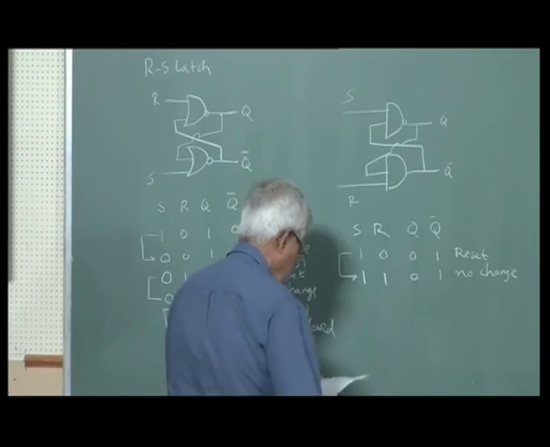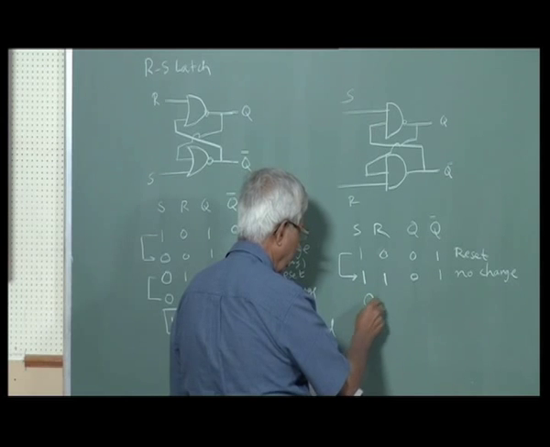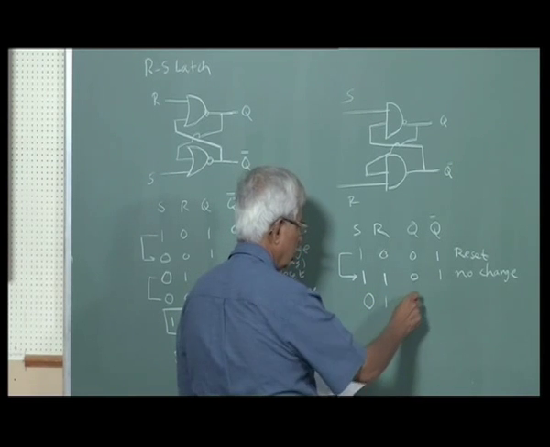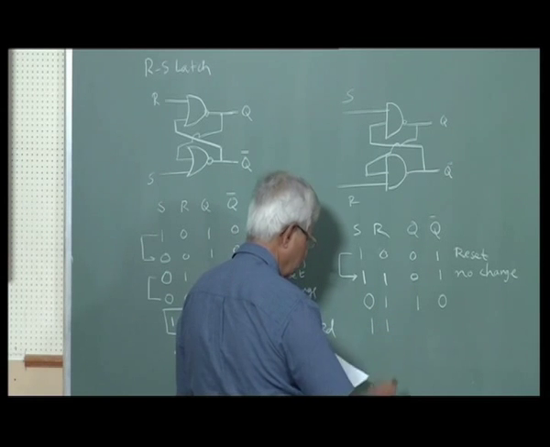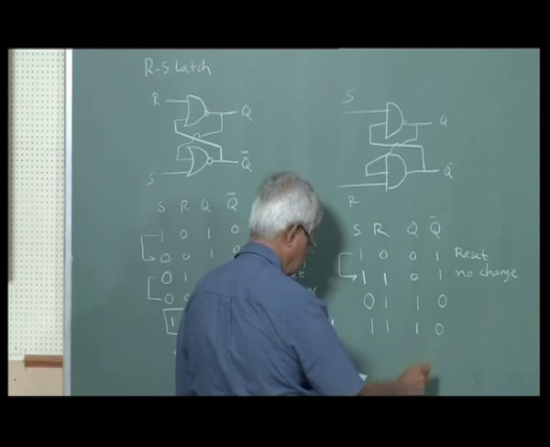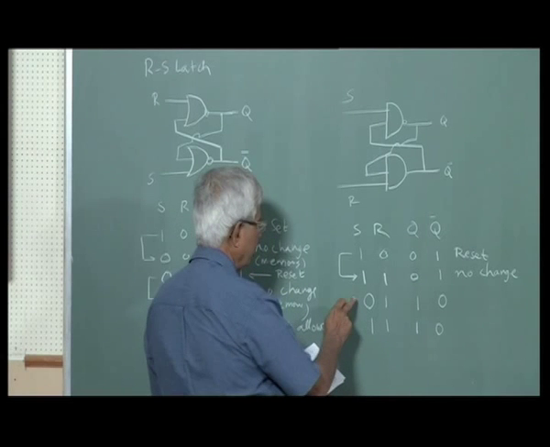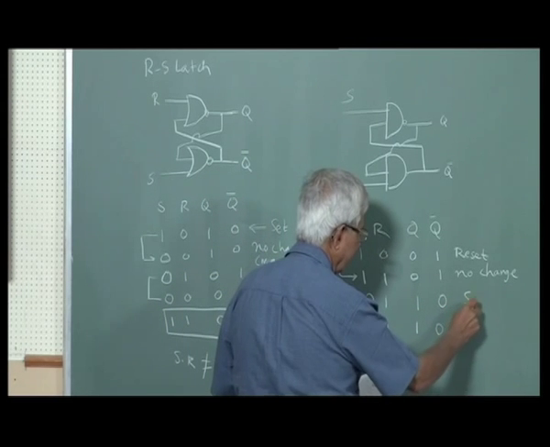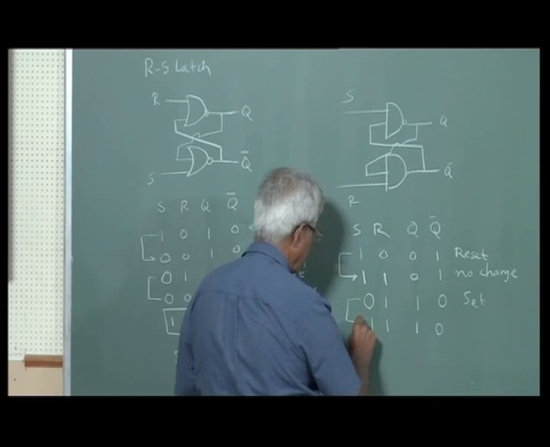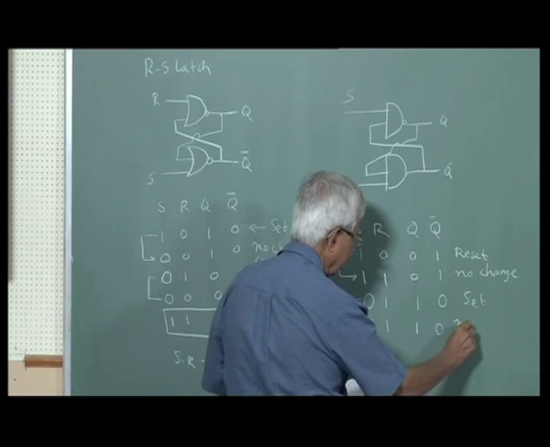Now, then you have 0, 1, 1, 0, 1, 1, 1, 0. So again, you put S equal 0 and R equal 1, the output becomes 1. Set things there. In this case, there is no change. So 1 1 does not create any change.